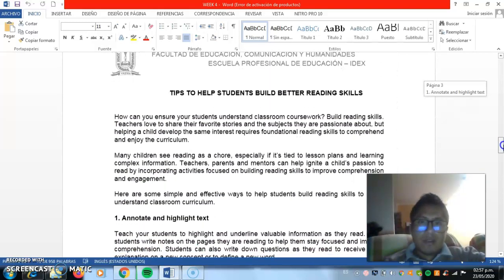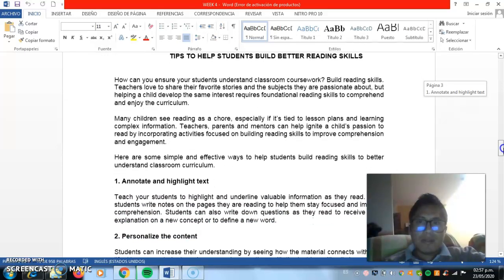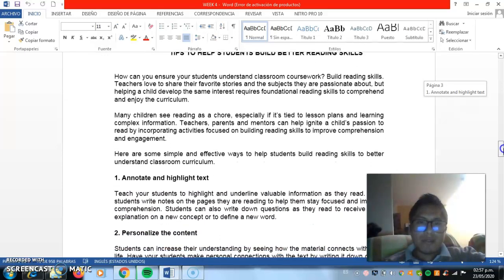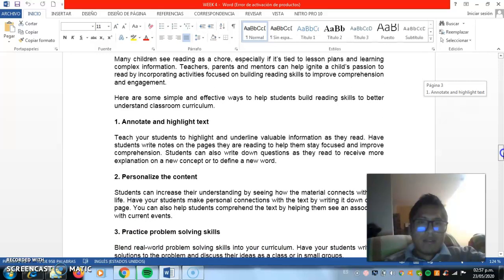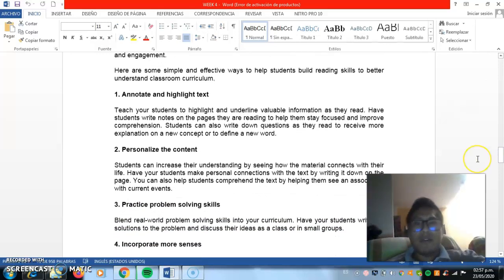Something else. Tips to help students build better reading skills. And it says highlight text. Yes, this is very important, to underline the most important ideas. This is true.